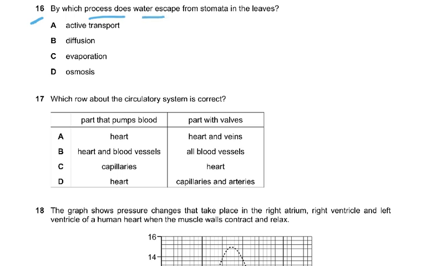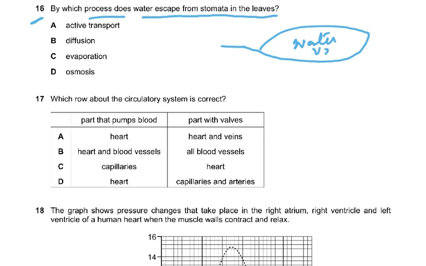By which process does water escape from the stomata in the leaves? You see, this is a leaf. And inside, first the water has to evaporate. So for the water to evaporate, it must form a water vapor. It doesn't come out in a liquid state. And then the water vapor is going to diffuse out. So that is why the answer is diffusion.